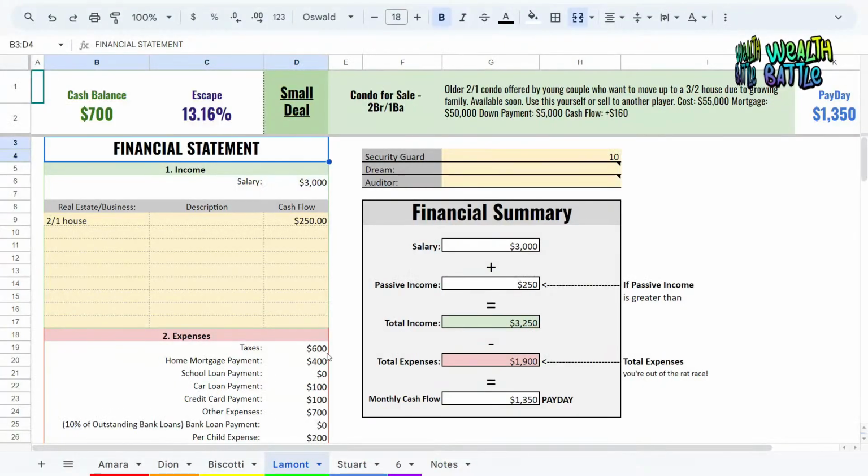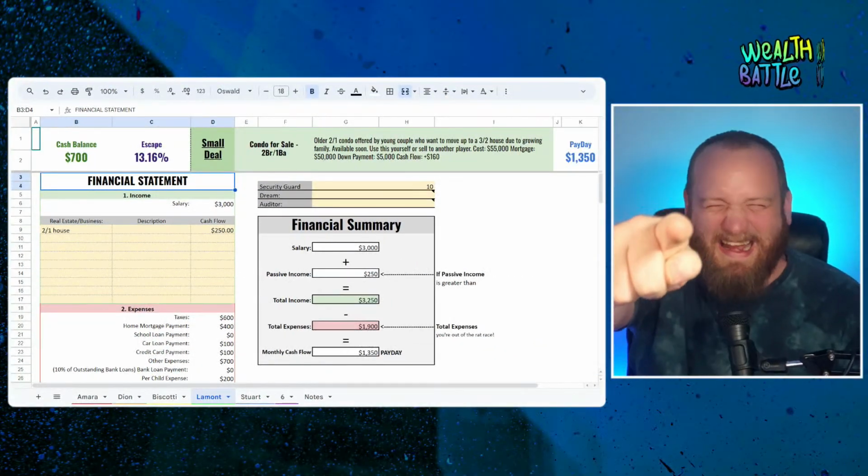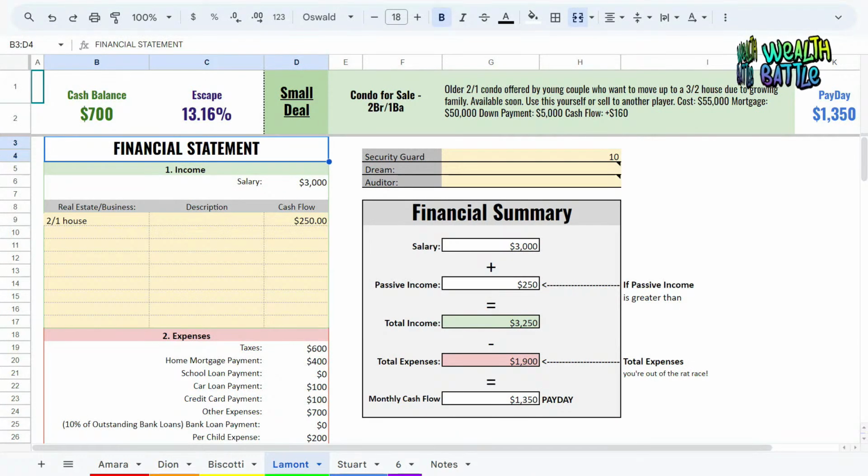Condo for sale. An older 2-bedroom, 1-bath condo offered by a young couple who wants to move up to a 3-2 house due to growing family. Available soon. Use this yourself or sell to another player. Cost is $55,000 and the down payment's $5,000 and the cash flow is $160,000. Ooh.